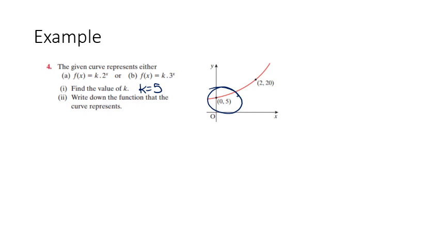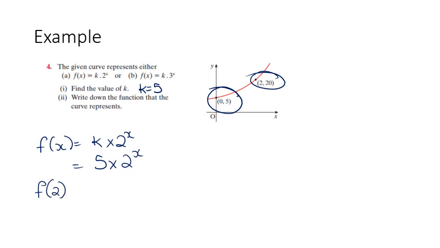So part 2 is write down the function that the curve represents. Okay, so what we need to do now is sub these values into a and b and see which one it works for. So f of x equals k times 2 to the power of x, which we know to be 5 times 2 to the power of x. So if I sub in 2, I should get 20 as my answer. So f of 2 equals 5 times 2 to the power of 2, 5 times 4, which is 20. So it does work for that function.